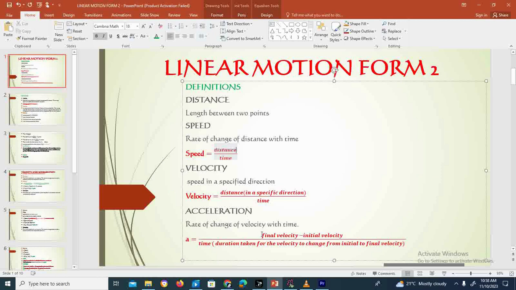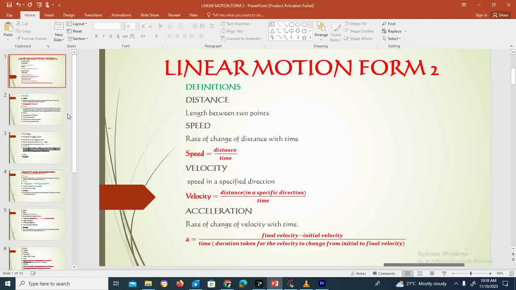Acceleration is mostly expressed in meters per square seconds. So in most cases, when you're calculating acceleration, it's wise to convert the velocity units to meters per second, so that the acceleration is obtained in meters per square seconds.